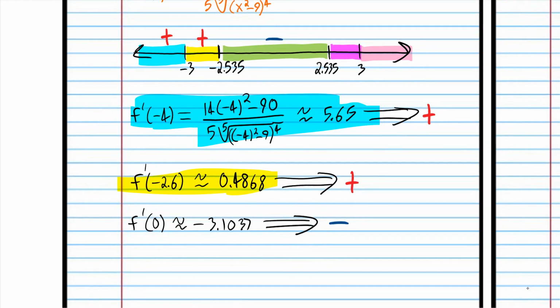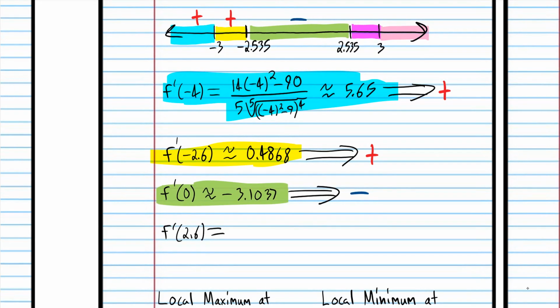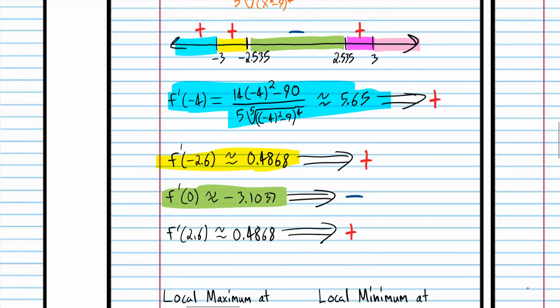And so then we're going to plug in positive 2.6 in the purple region. So if we plug in positive 2.6, we'll get approximately 0.4868. So it's a positive number. So our derivative is changing back to positive. And that was the purple region.